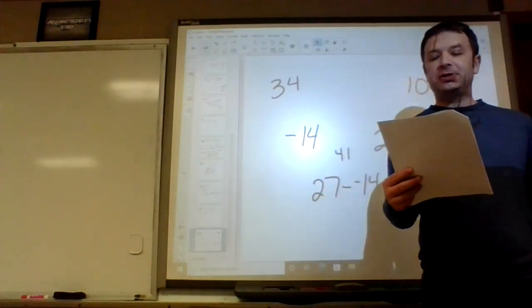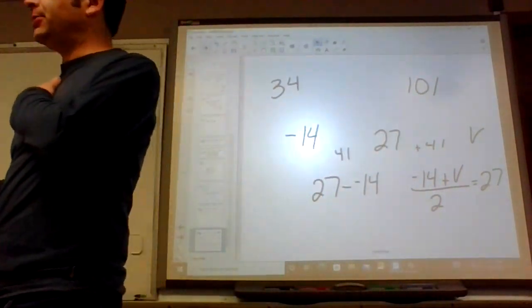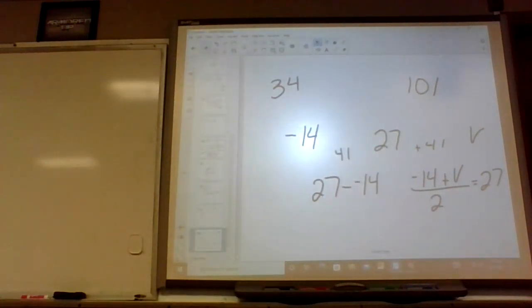18, supplements. We're supposed to prove supplements of congruent angles are congruent. What on earth does that mean? That's a good question.